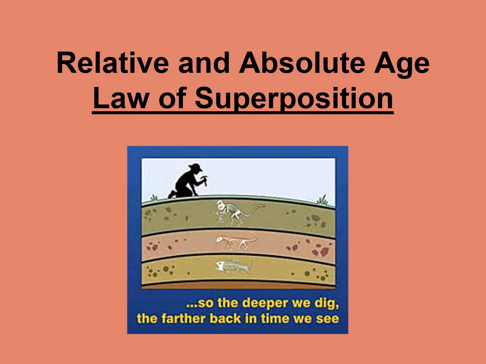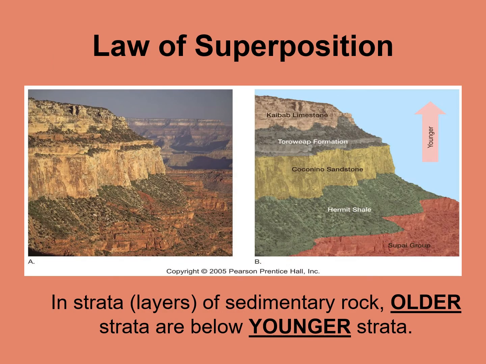Today we're going to be talking about the law of superposition, or the relative and absolute age of the rocks and the dirt that are under our feet. The premise behind the law of superposition is that when you have strata or layers of sedimentary rock, the older or oldest strata are below the younger strata. In other words, the oldest will be on the bottom and the youngest will be on the top.